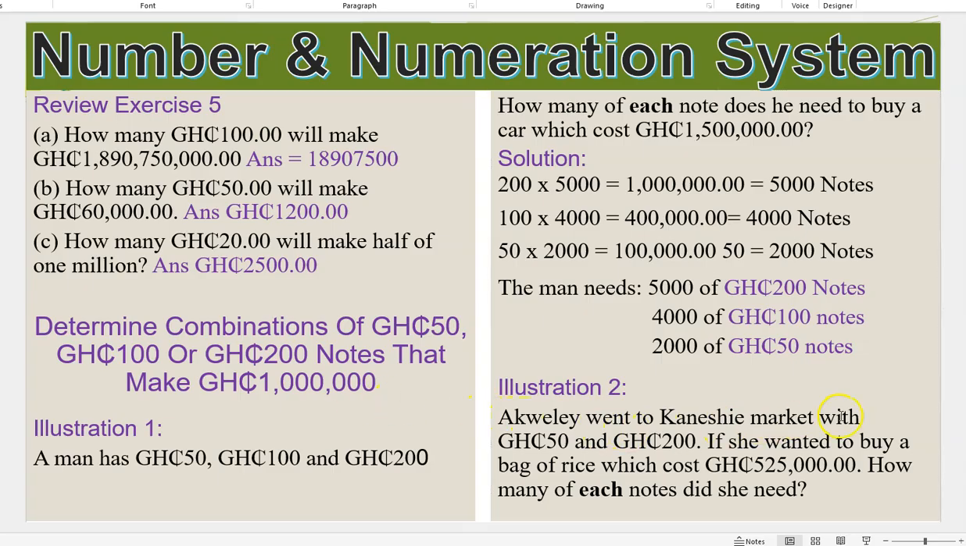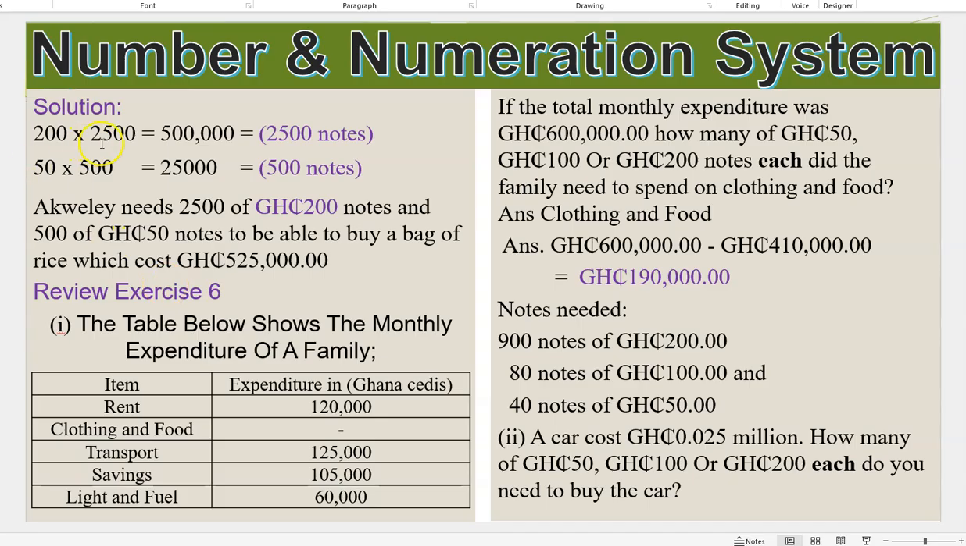Akwele went to Kaneshi market with 50 Ghana cedi notes and 200 Ghana cedi notes. If she wanted to buy a bag of rice which cost 525,000, how many of each note did she need? 2,500 notes of 200 gives us 500,000. And then how many 50 notes does she need? She needs 500. So when you multiply 50 by 500, it gives us 25,000.